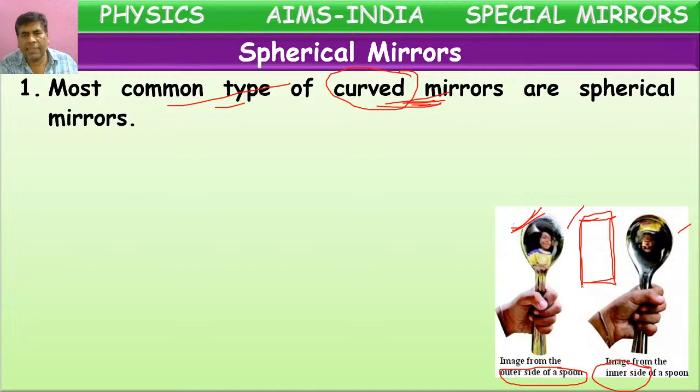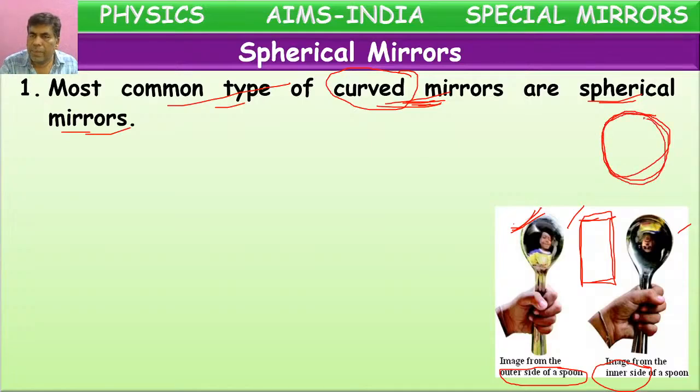So a plane mirror is a flat surface. Curved mirrors have surfaces that are either curved inwards or curved outwards. As they are curved, we call them spherical mirrors. Why? Because the shape of a sphere is round, and the surface of a sphere is like a curve.